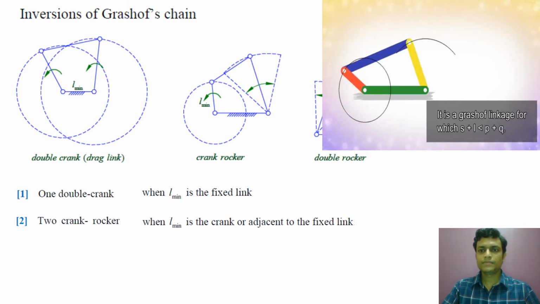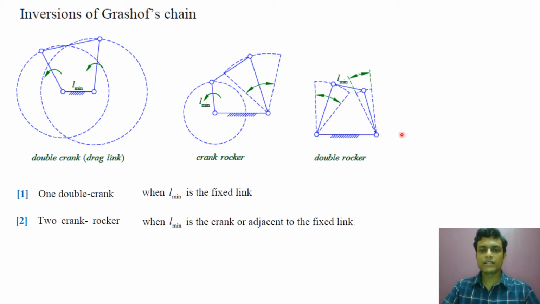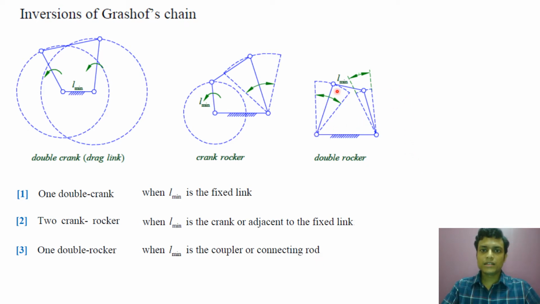So next is the double rocker mechanism. When will we get a double rocker mechanism? When L min is the connecting rod or coupler. So one double rocker mechanism we will get when L min is the coupler or connecting rod. Now this crank is connected with the fixed link and the follower is also connected to the fixed link. So these two are not the shortest link, that is, L min is at the coupler. So these two links can only oscillate with respect to the fixed link. So we'll get a double rocker mechanism.